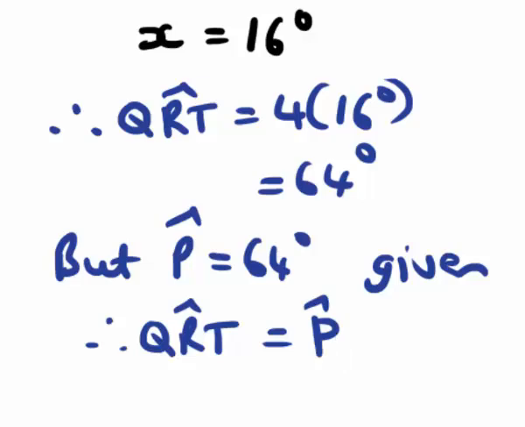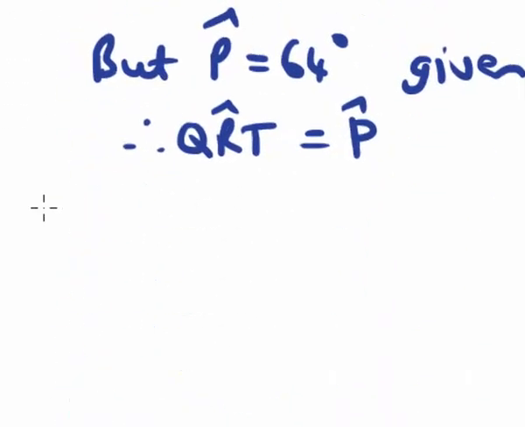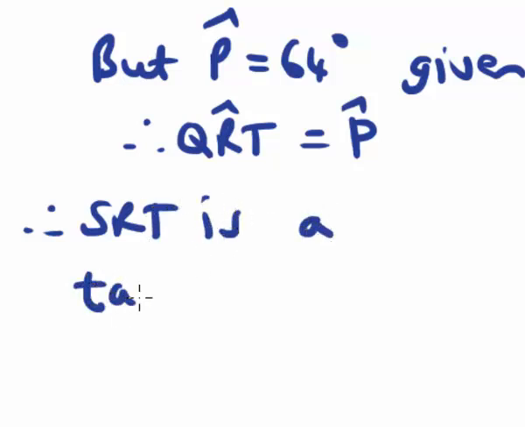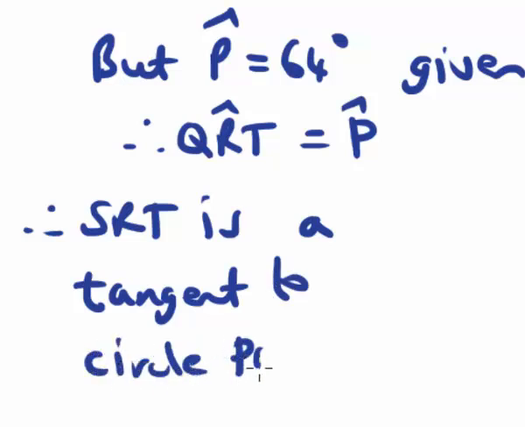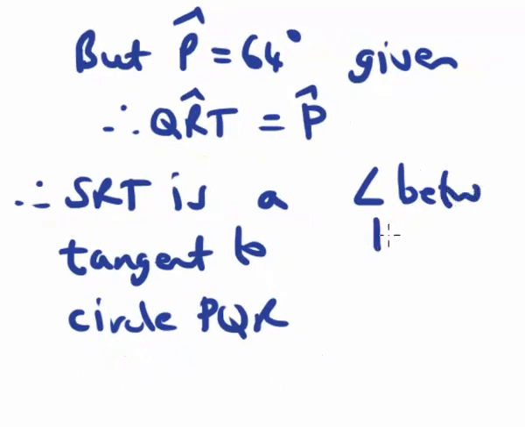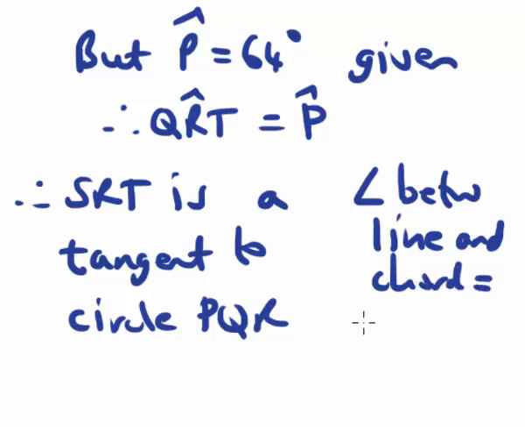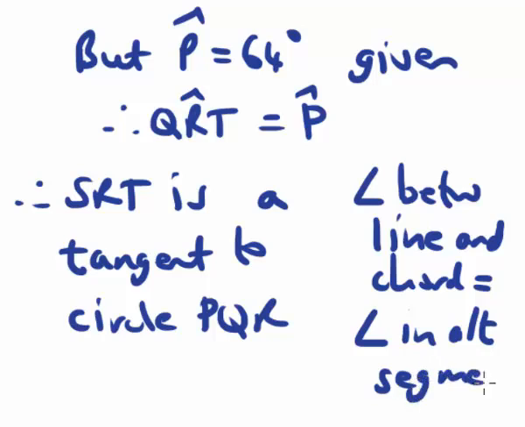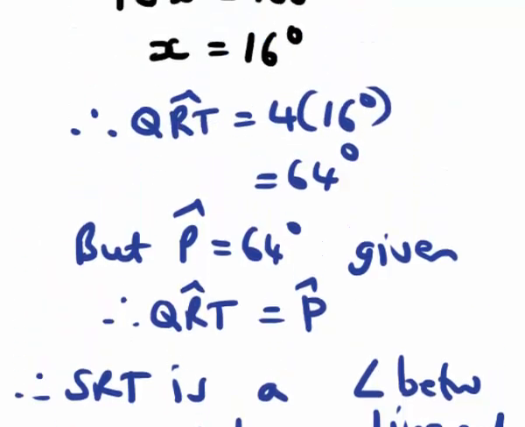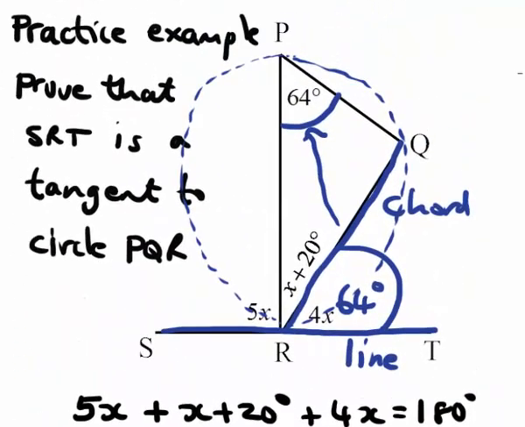And if that's the case, we can say that therefore that line SRT is a tangent to the imaginary circle, the circle that's passing through PQR. And the reason is the angle between the line and the chord is equal to the angle in the alternate segment. And that's really the converse of the tan-chord theorem, which is, I think, very, very cool. So be careful of something like that.